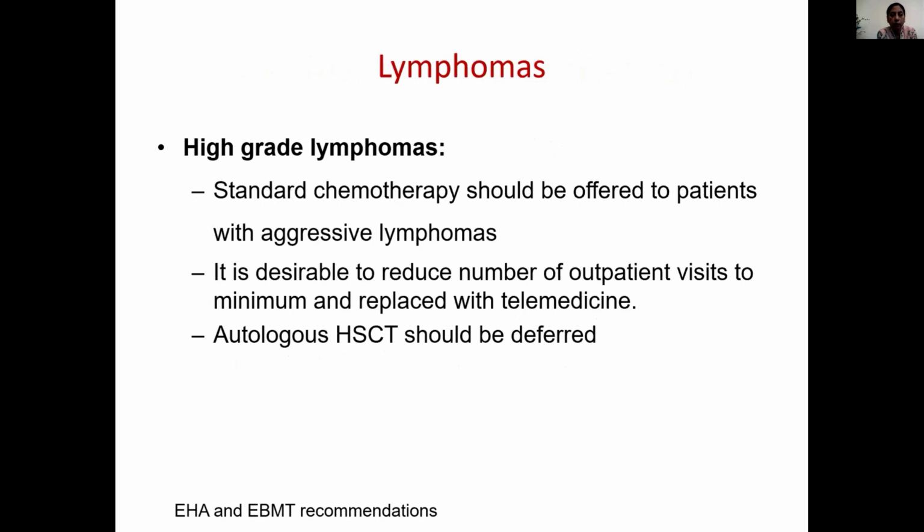So lymphomas, again, high-grade lymphomas are a difficult situation. Aggressive standard chemotherapy should be given to aggressive lymphomas, and our attempt should be to bring these patients into remission as much as possible. It is obviously, again, in this situation, desirable to reduce the number of outpatient visits, and hopefully in many centers, they can be replaced with telemedicine and local labs wherever possible. Autologous transplants should be deferred. These recommendations are consistent with guidance from EHA and the European Bone Marrow Transplant Association.